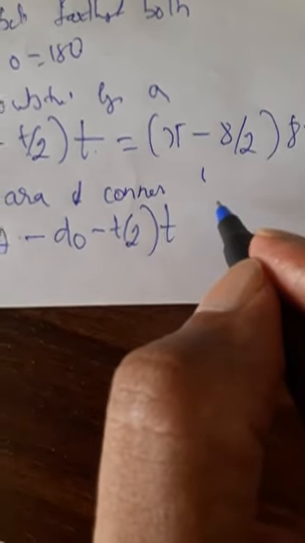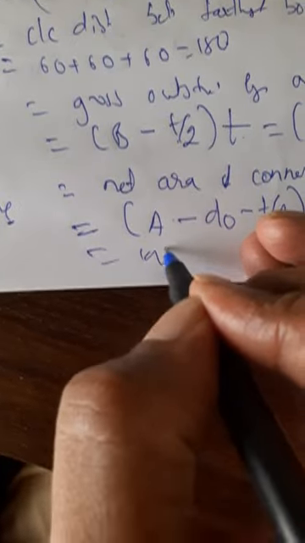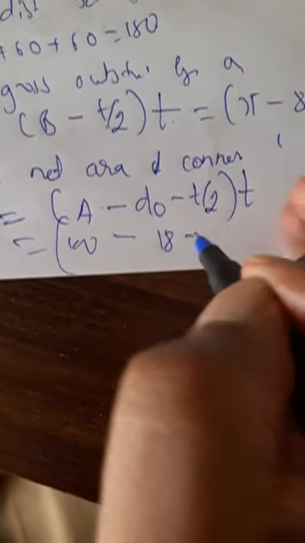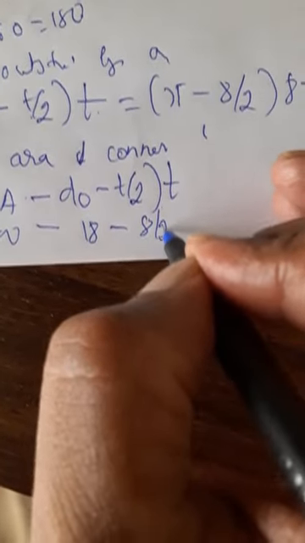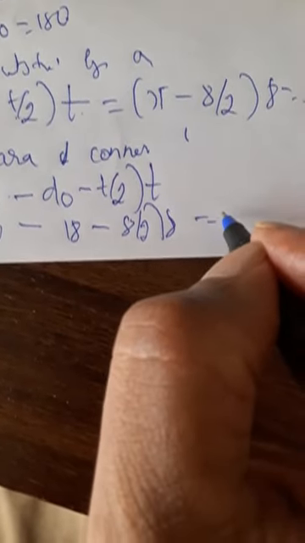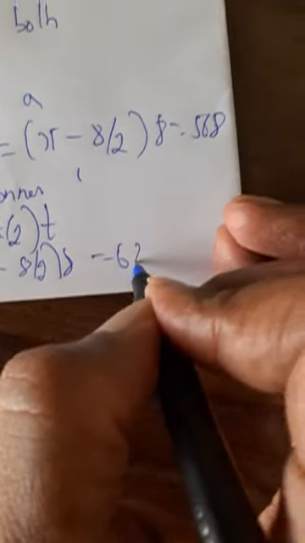So I have the answer. A is 100, D naught is 18, bolt dia, diameter of bolt hole, minus 8 by 2 into 8. That gives us the answer 624 mm square.